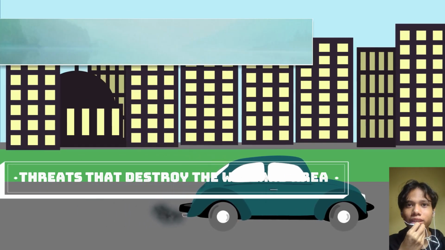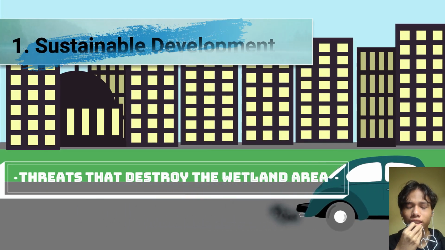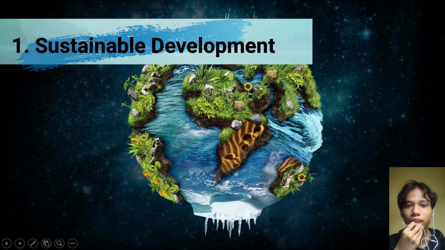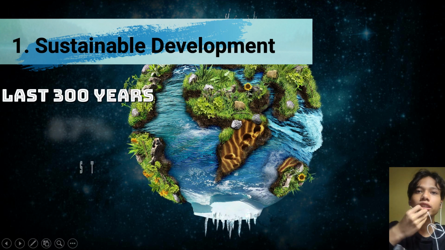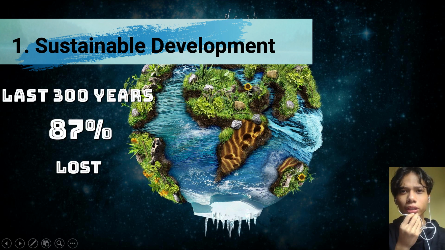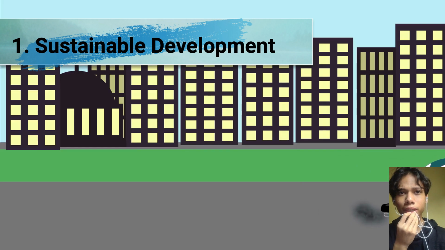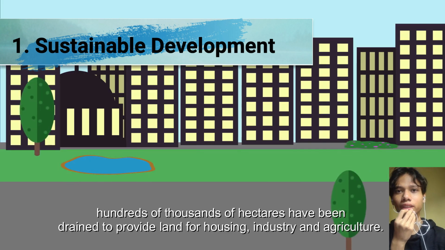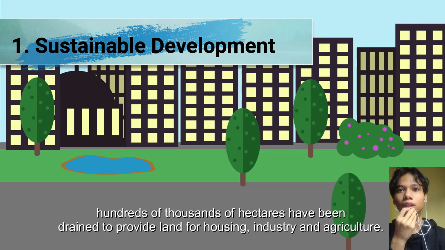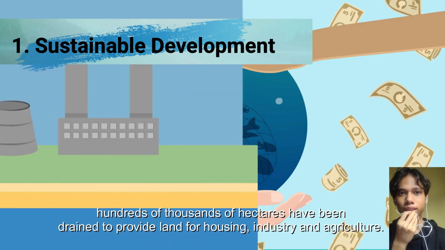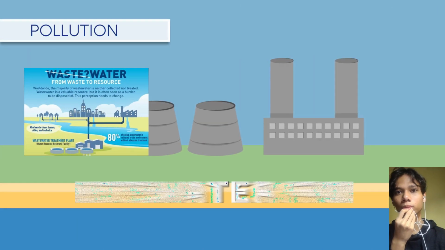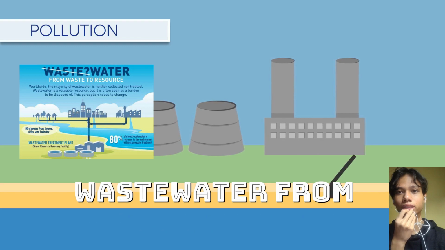For question 5, some main threats that will destroy the wetlands are unsustainable development. Over the last 300 years, a staggering 87% of the world's wetlands have been lost. During this time, 100,000 hectares have been drained to provide land for housing, industry and agriculture. Next is pollution. That is 80% of our global wastewater is released into wetlands untreated.